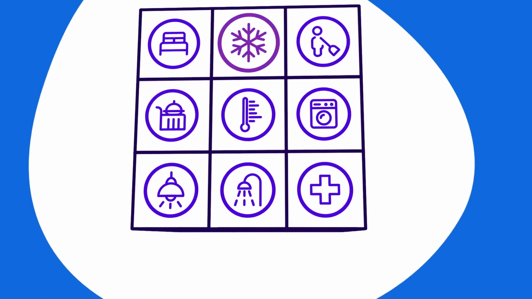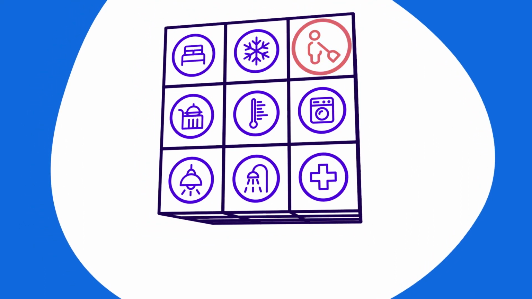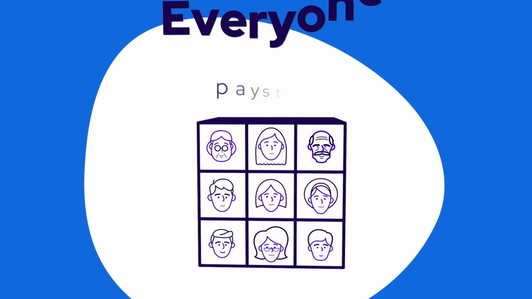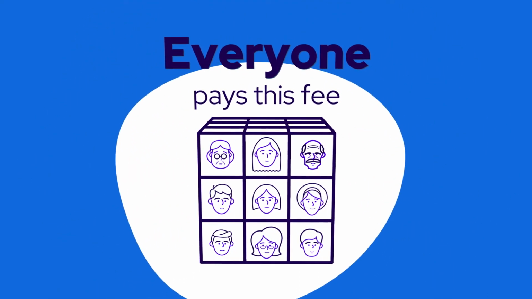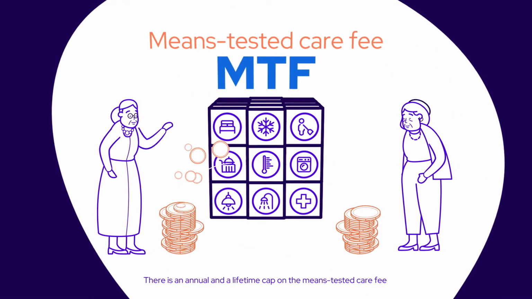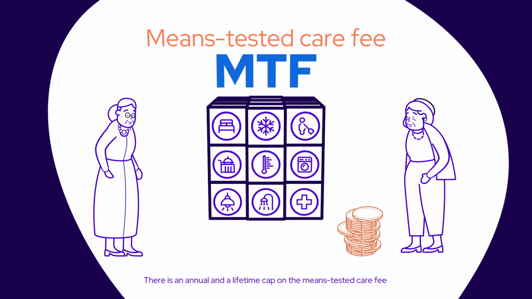Costs of meals, cleaning, laundry, heating and cooling are covered by a basic daily care fee. Everyone pays this fee, which is determined by the government and set at 85% of the single age pension. The means-tested care fee ensures that residents who have more means share the cost of their care with the government.